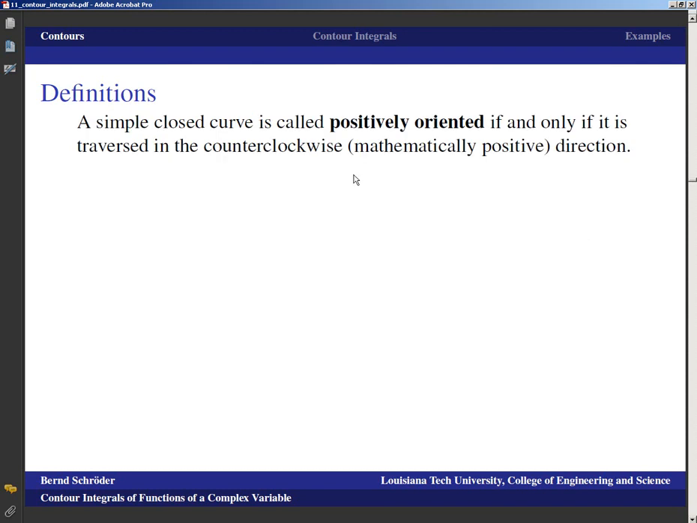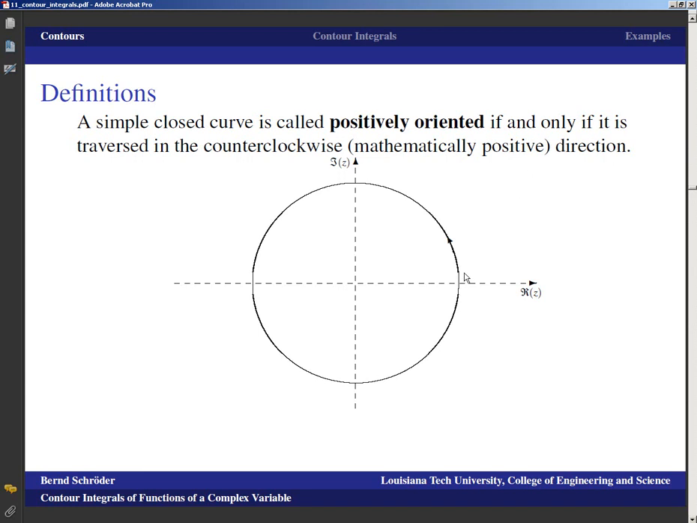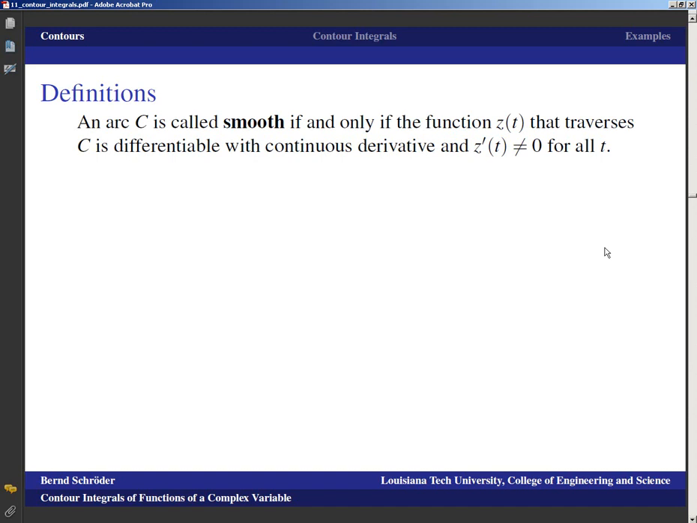A simple closed curve is called positively oriented if and only if it is traversed in the counterclockwise direction, which is the mathematical positive direction. So that would be something where we go around the curve in this fashion. Since we've got a parameter t that grows, there really is a direction always associated with the curve, and the counterclockwise direction in which we traverse the curve is the mathematically positive direction.